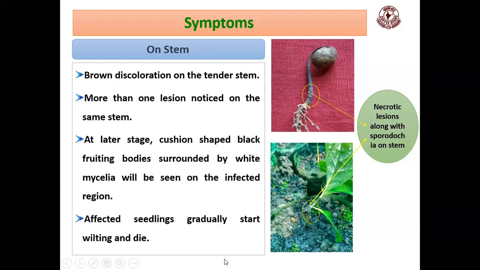And here, when the fungus infects the stem, either breakage of the stem will occur, or the seedling starts wilting and it will die. Here, if the pathogen infects the stem, we can't take any measure. We will lose that particular seedling.